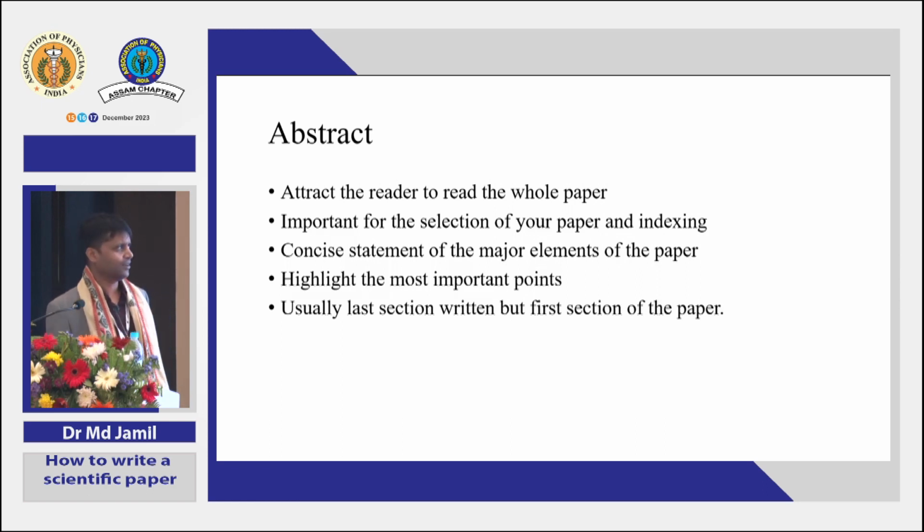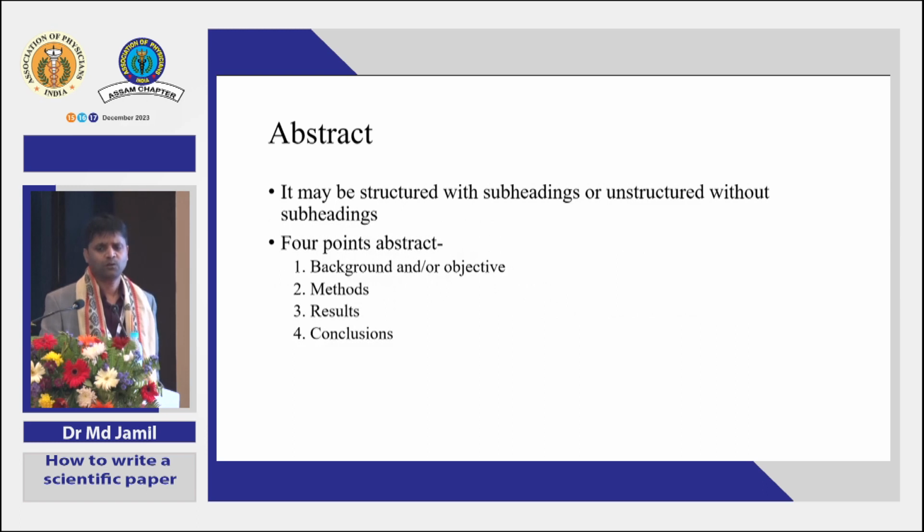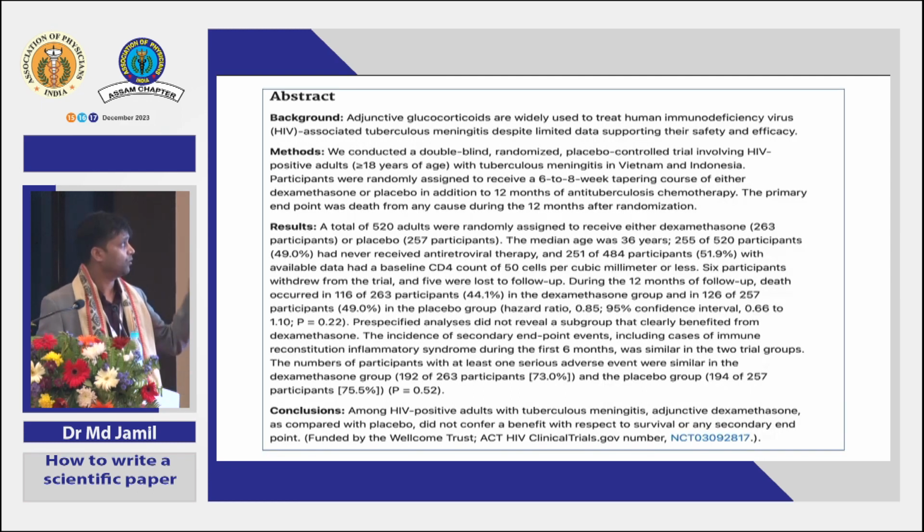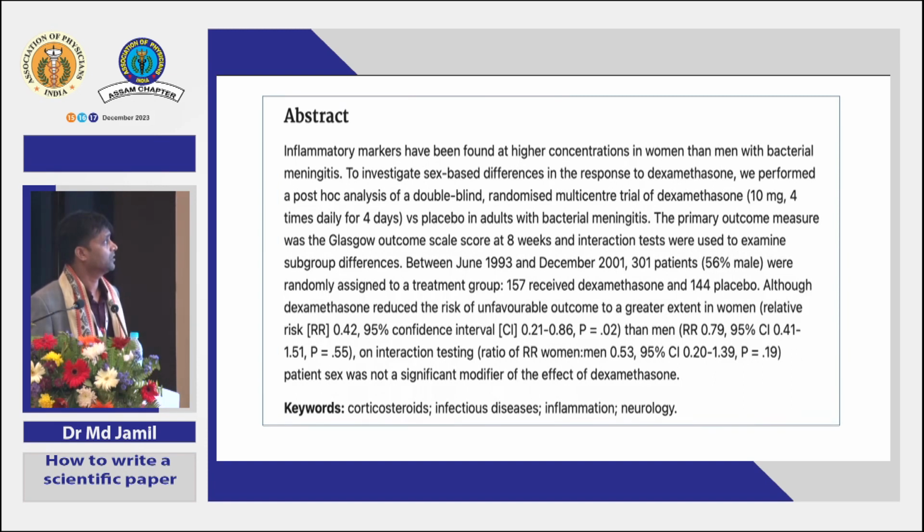Usually, it is the last section to be written, but it appears as the first section in the article. The abstract may be structured with subheadings or unstructured without subheadings. Usually there are 4 points when it is structured: the background or objectives, then the methodology or methods, results, and conclusion. Discussion is not written in the abstract. So this is an example of a structured abstract, and this one is an unstructured abstract.